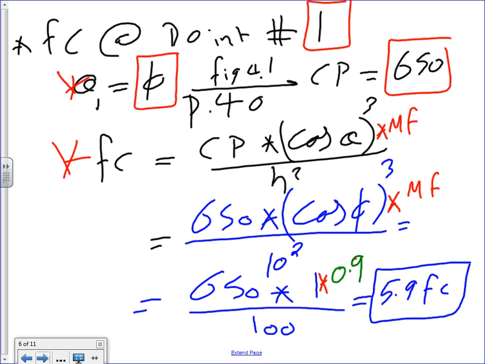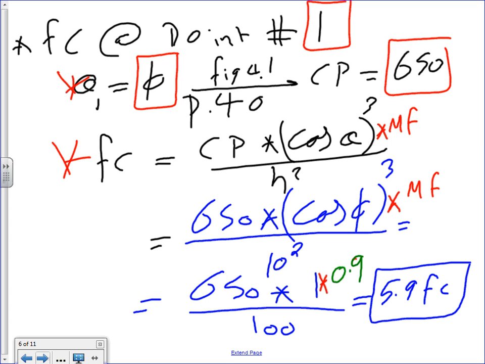Let's go ahead. 650 times 1, multiplied by the maintenance factor, divided by 10 to the power 2. Now 650 times 1. Where did the 1 come from? It's cosine. Cosine 0 is 1, raised to the power 3 is 1. Multiply by 0.9, divided by 100. Is this right? I have a feeling that. Yeah. I don't know if I multiplied the 0.9.